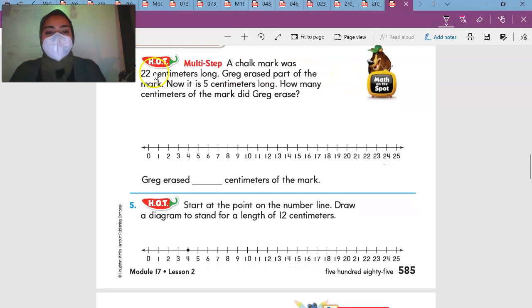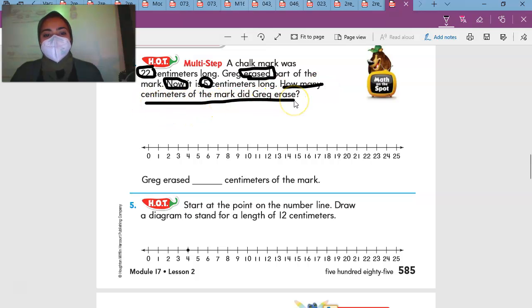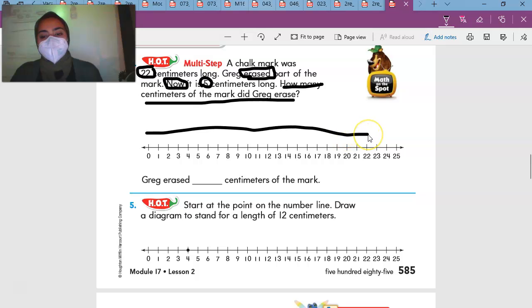A chalk mark was 22 centimeters long. Greg erased part of the mark. He erased, that means some of it went away. Now, that's another key word, that means equals. It is 5 centimeters long. Underline the question. How many centimeters of the mark did Greg erase? So it was 22 centimeters long. He erased some, and now there's only 5. There's only from 0 to 5.